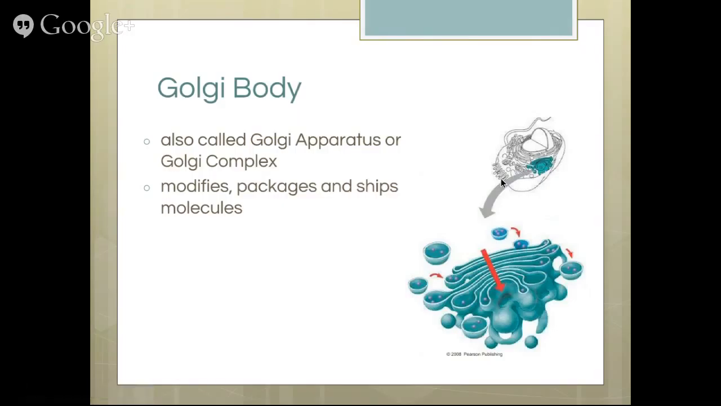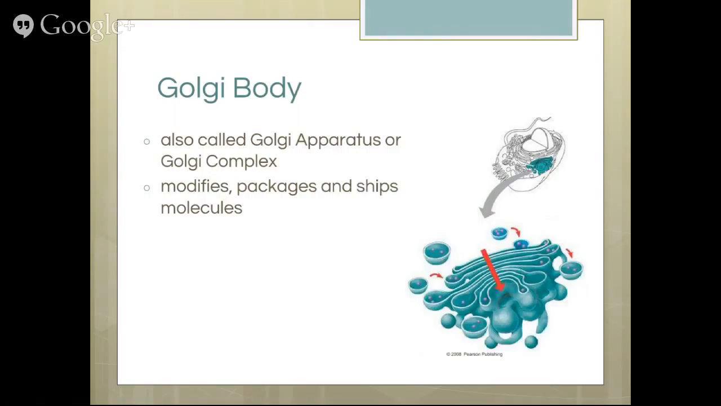The main function of the Golgi body is to modify, package, and ship molecules. So what it's going to do is take the products of the endoplasmic reticulum, the proteins or the lipids or the carbohydrates that were made, and it's going to process them. It will repackage them. It might break them down or add them to some other molecules so that we get the right combination of things. And then it's going to ship those molecules either out of the cell or to other parts of the cell.